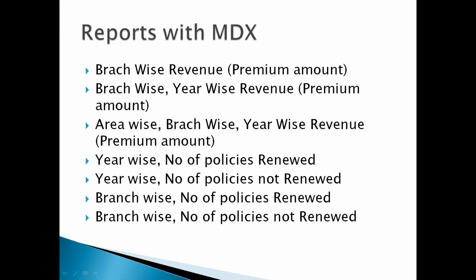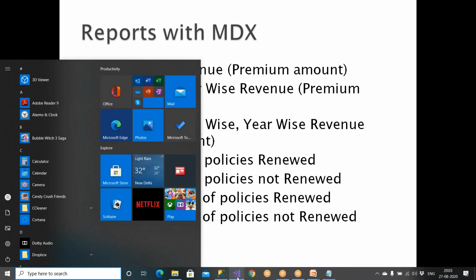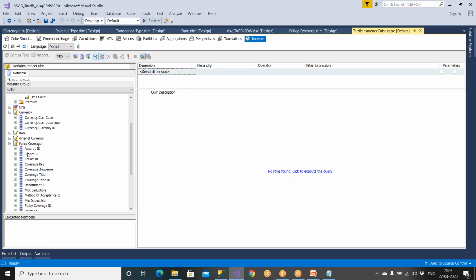Okay, now branch wise revenue. Revenue means here premium amount. This is the one I wanted to have. Clear? I go branch wise. Where is the branch wise available? If you go to policy coverage, so here we have a branch ID. Okay, remove this. Okay, branch ID. Let me see, where is the branch? So this is the branch ID. I wanted to have it.